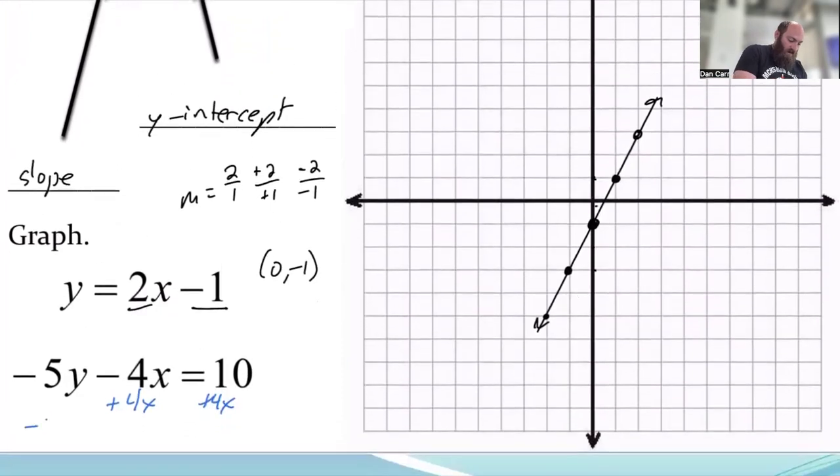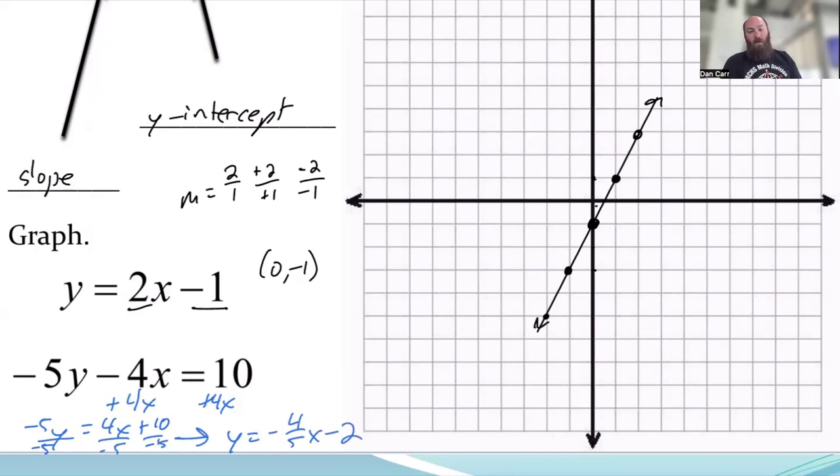A little bit more space here. So negative 5y is equal to 4x plus 10. And then I can divide every single term here by negative 5. So when I do that, I get y is equal to a negative 4/5 x minus 2. Just like the previous problem, we're going to identify the y-intercept to start, which is 0, negative 2.